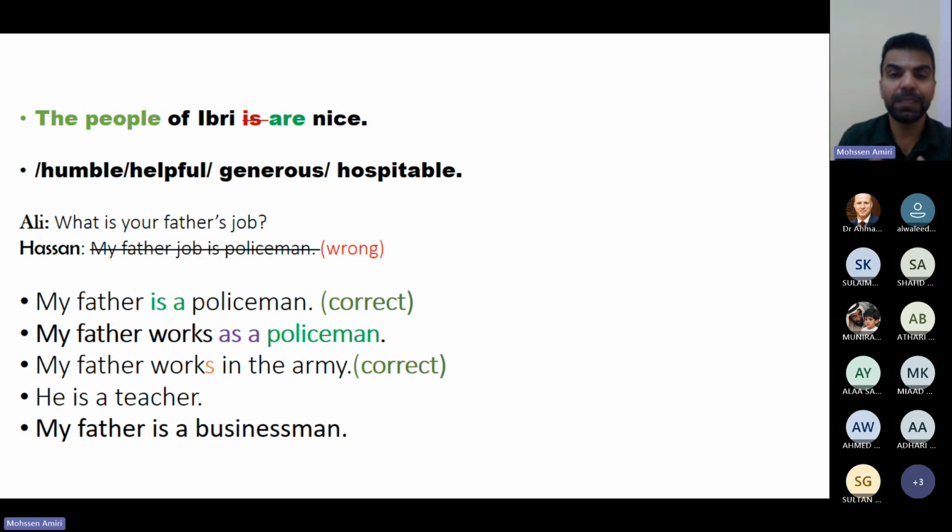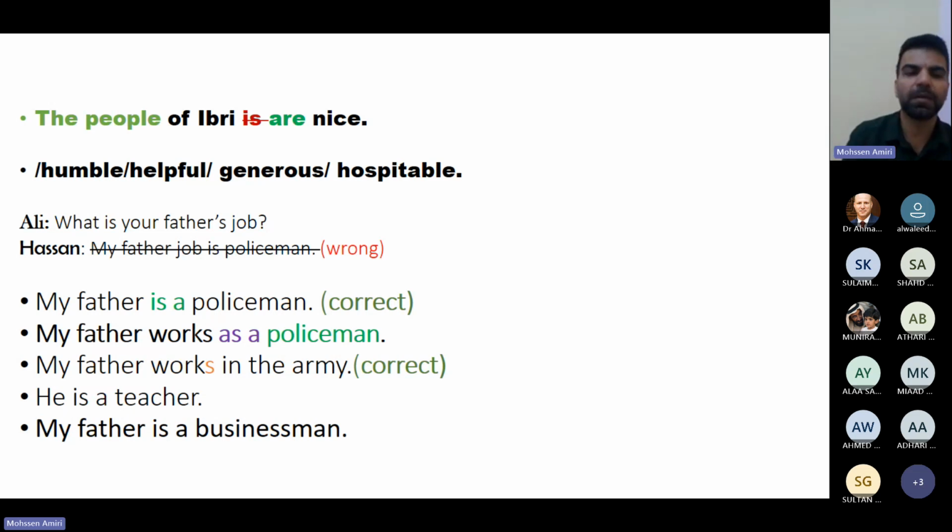Then, guys, you need to know how to speak with the correct English. So we say, my father is a policeman, or my father works as a policeman. This is also correct and nice. Or my father works in the army, or you can say, he is a policeman, in a simple way.